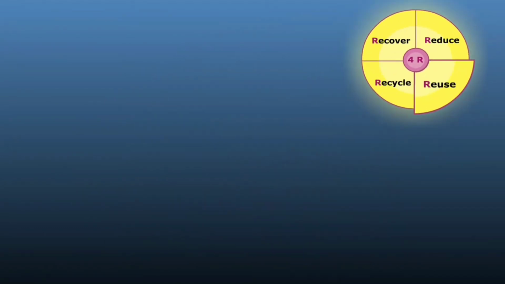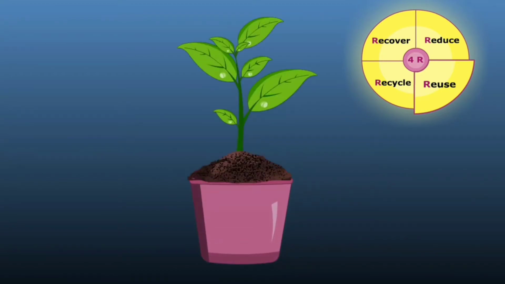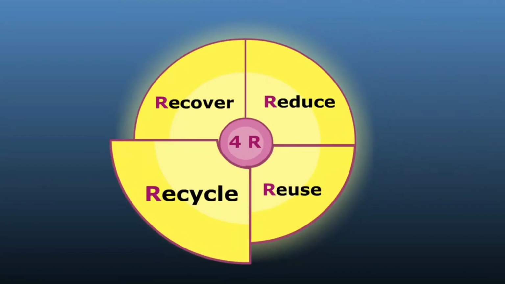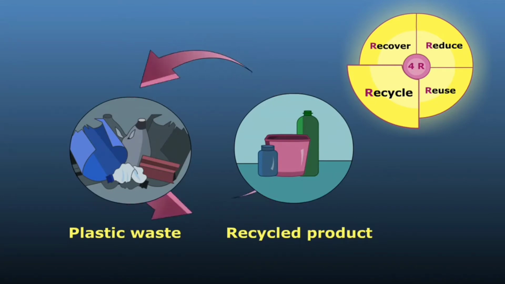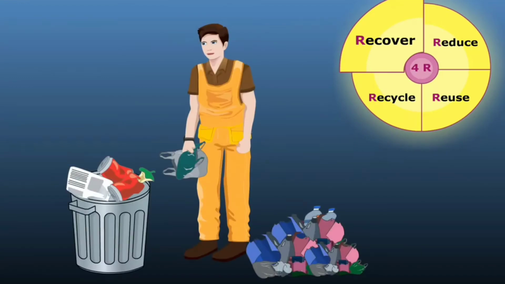Reuse. Things made of plastic are reusable. For example, a plastic container can be used as a planter. Recycle. It is advisable to recycle plastic waste. Most of the thermoplastics can be recycled. Recover. We should always recover the things that can be recycled.